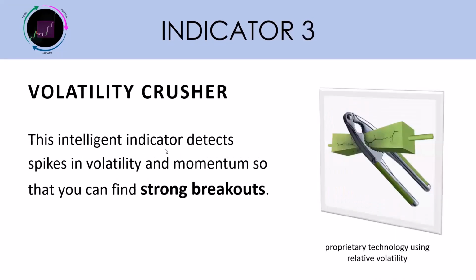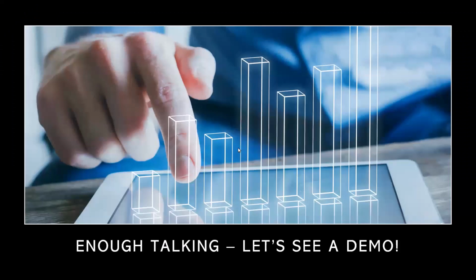The third indicator is called Volatility Crusher, designed to detect strong breakouts. We define a strong breakout as a breakout where price is likely to continue in the direction of the breakout for quite some time, and we as traders can take advantage of that. So these are our 3 indicators. And before I continue talking, let's check out some charts real quick.